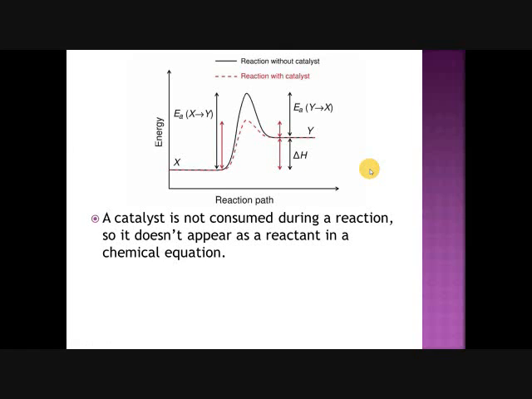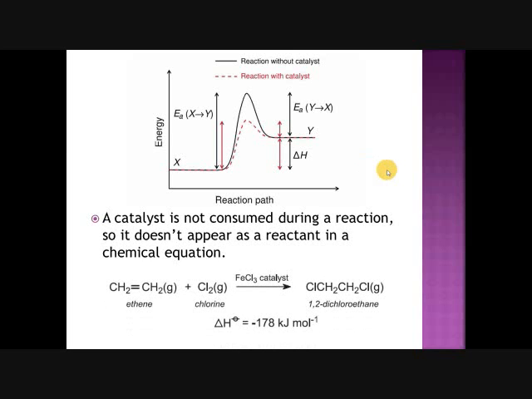So a catalyst is great, but it's not consumed during a reaction, so it doesn't actually appear as a reactant in the chemical equation. Normally we'll write it above the arrow, so we can still know that a catalyst was used, but it's not for the actual reactant.